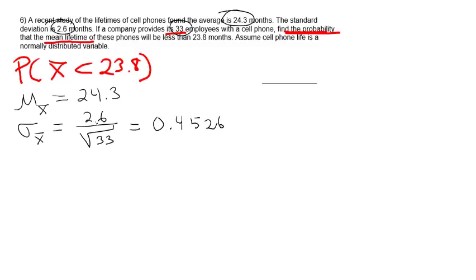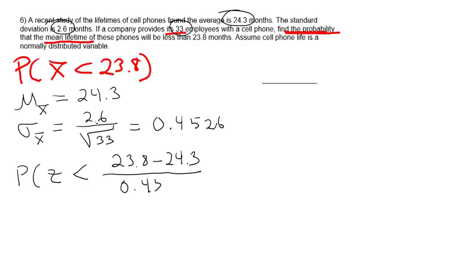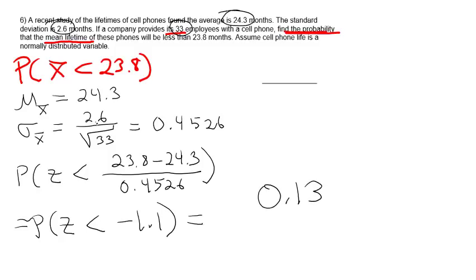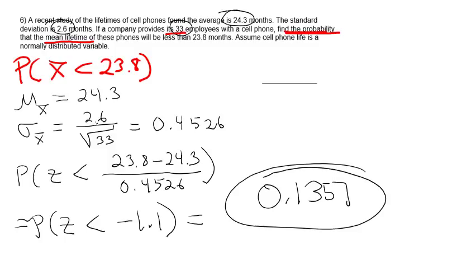Now I'm ready to get to the table. I get to the table by subtracting the mean, dividing by the standard deviation. I do the math. The math comes out to be minus 1.1. This is exactly what the table was telling me, so I'll look up minus 1.1 in the table, and I come out to be a 0.1357. There's your final answer.